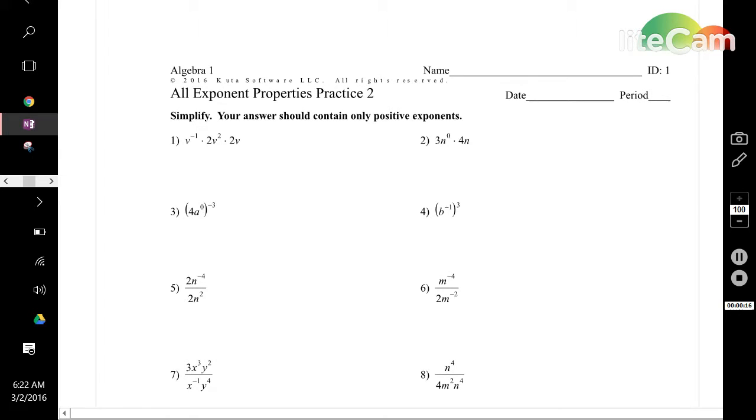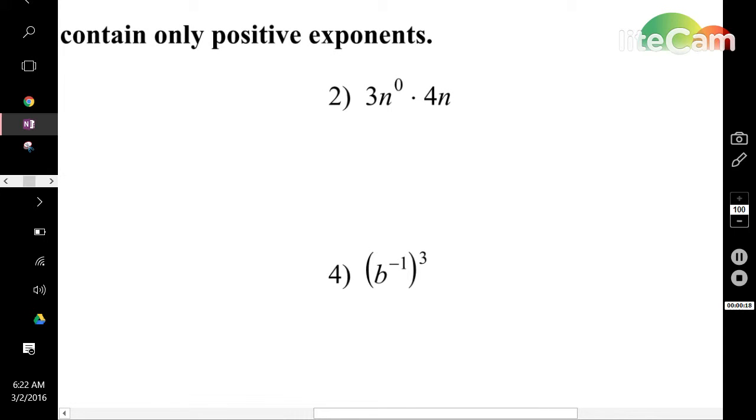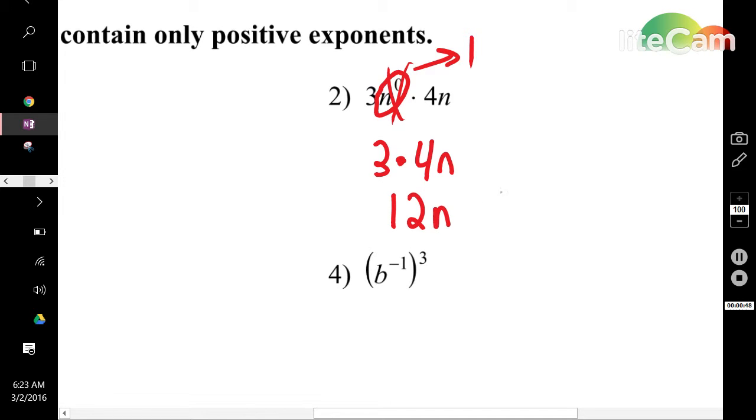If we start with number 2, number 2 is 3n to the power of 0 times 4n. Right here, n raised to the power of 0, that's equal to 1. And when you multiply things by 1, nothing changes. So essentially, you're able to cross that out and not worry about it anymore. So you're left with 3 times 4 times n. And from here, there's no other n base to combine n with, and you can multiply 3 times 4 and get 12. And 12n is your final answer.